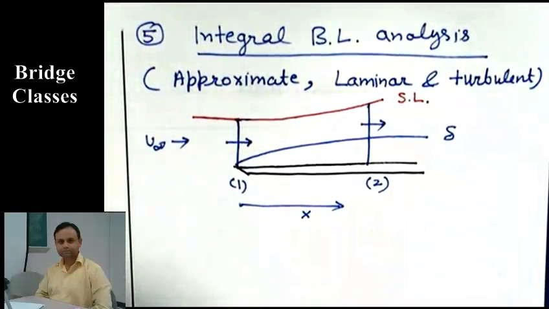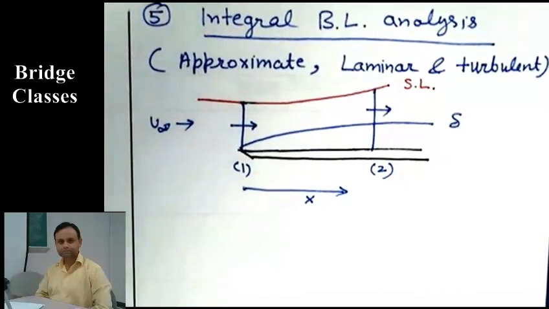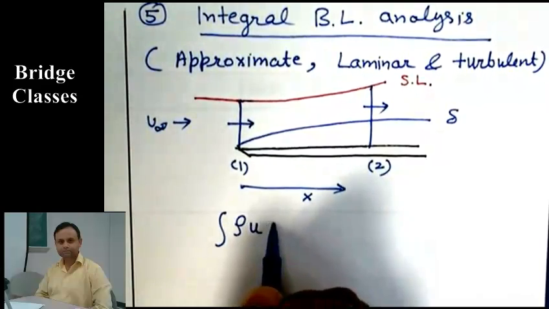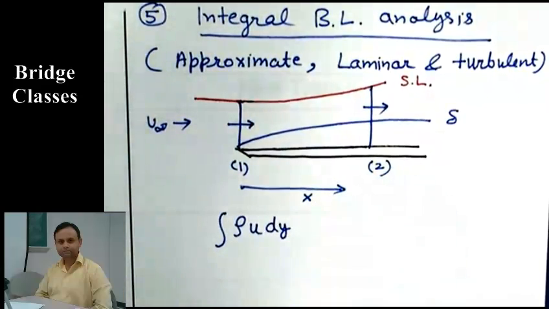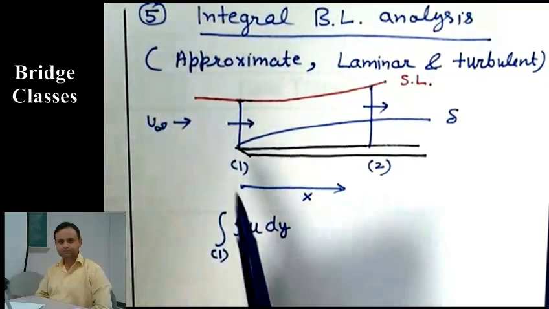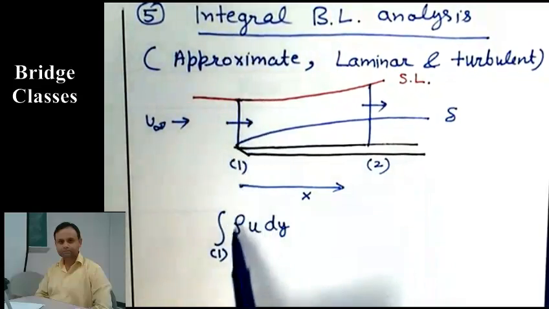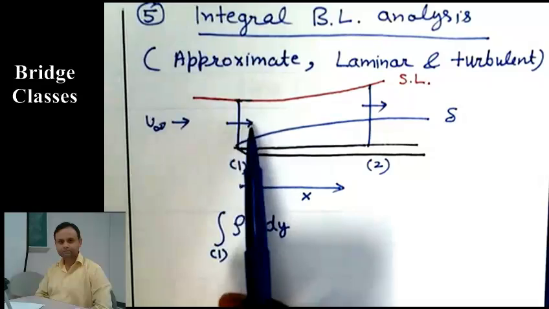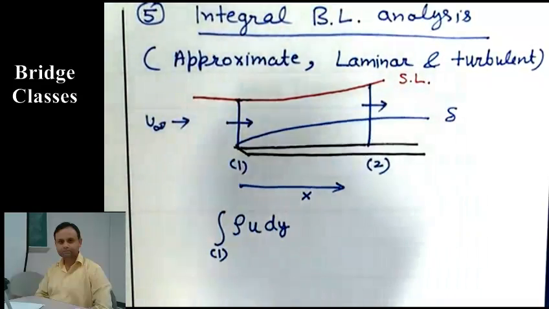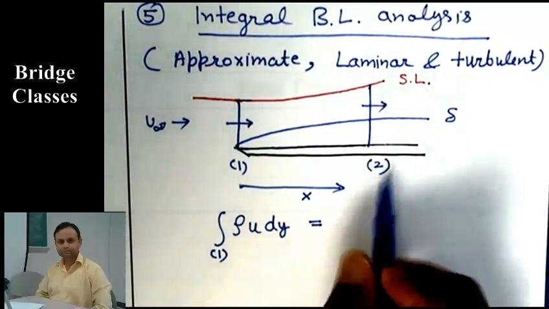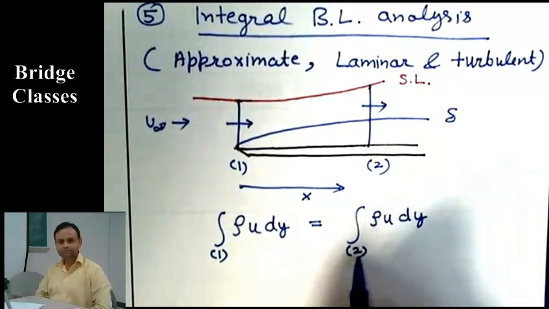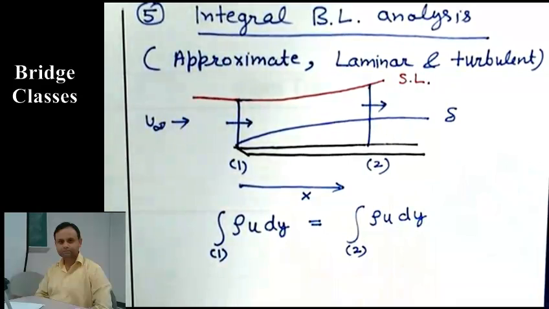And you can write by conservation of mass, integral rho u dy at section 1. This integral is from this point to this point, so this represents the mass flow rate here. Integral rho u dy, I'm taking unity depth. This will be equal to integral rho u dy at section 2. That is conservation of mass.